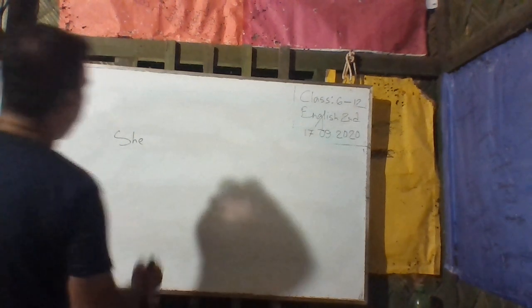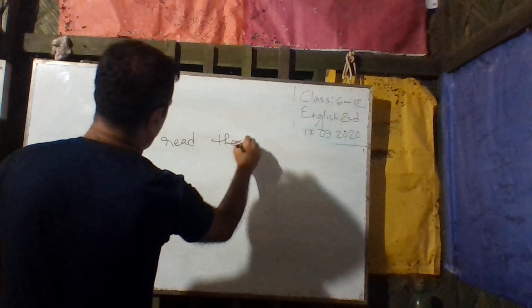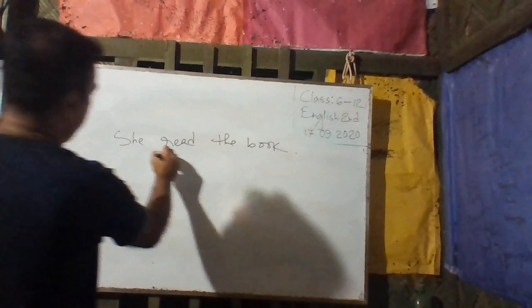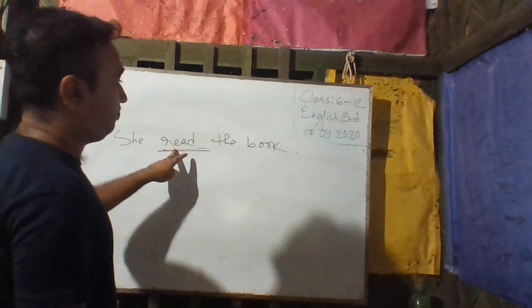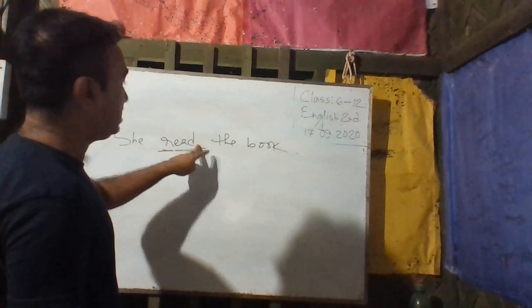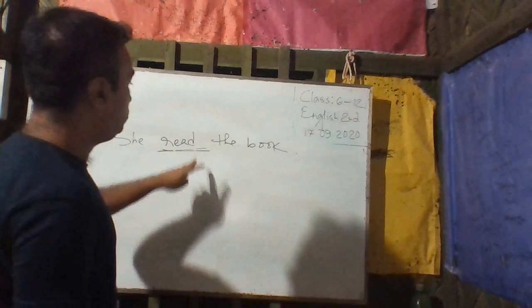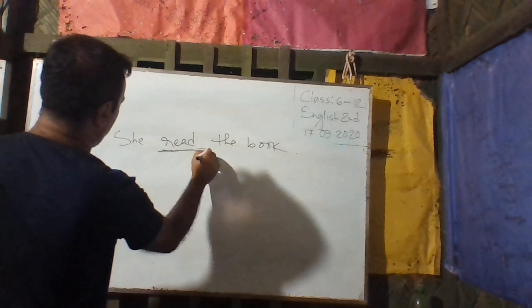She read the book. Look, here the verb is not in present form. It is in the past form. If it is in the present form, you will find s here. As there is no s here, this is in the past form.